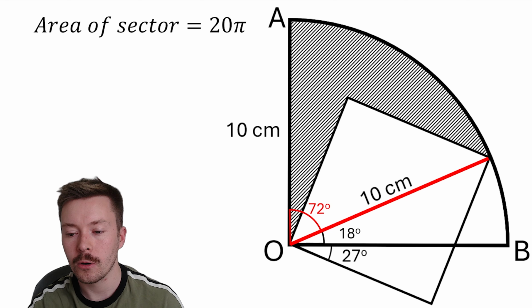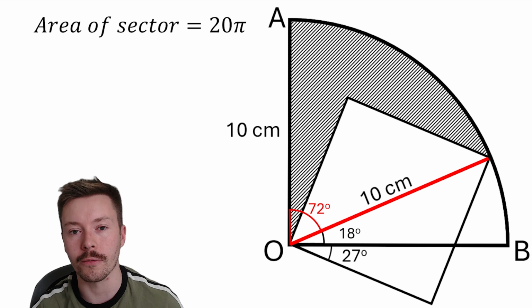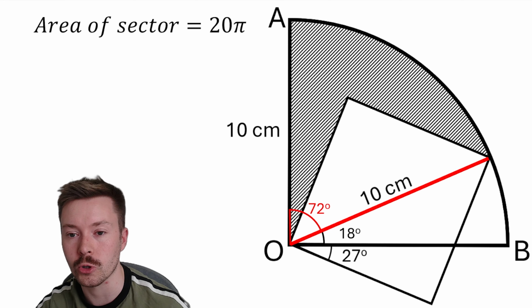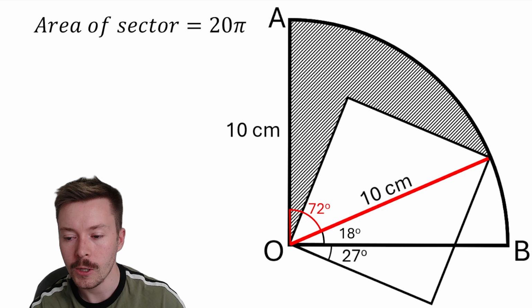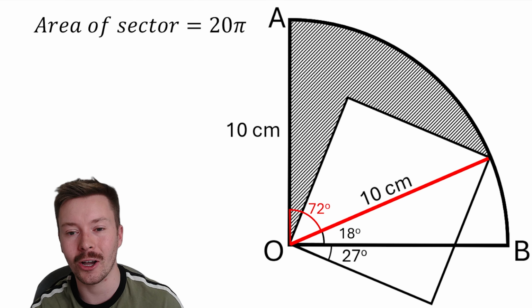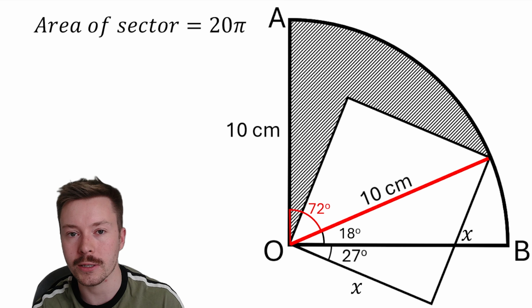Now from there, you've probably realised all I need to do is take away half the area of the square, or the area of the triangle, away from the area of that sector. A problem I've got is that I don't know at the minute what the side length of that square is. So I'm going to call the side length x.